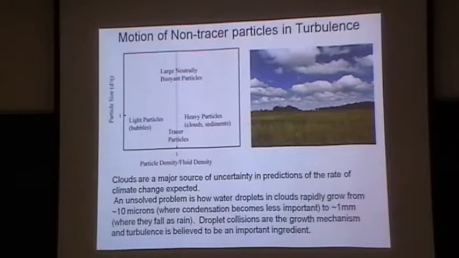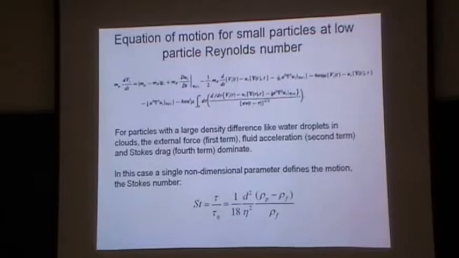Now, to see why that might be, let me first introduce the equations, then we'll see why turbulence can lead to enhanced droplet collisions in clouds. If you want to describe the motion of a spherical droplet in Stokes' flow, what's the equation? Initially, I think I can write that down, right? I need Stokes' drag, and maybe a difference due to the density of the particle, and I'm entirely wrong.